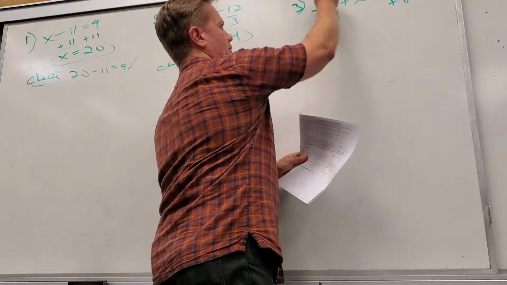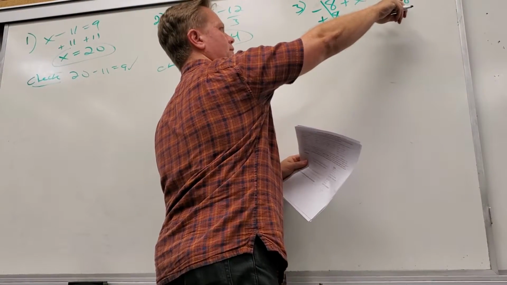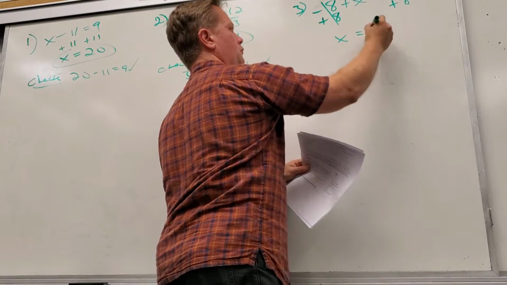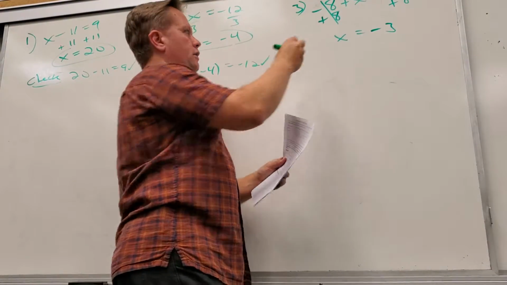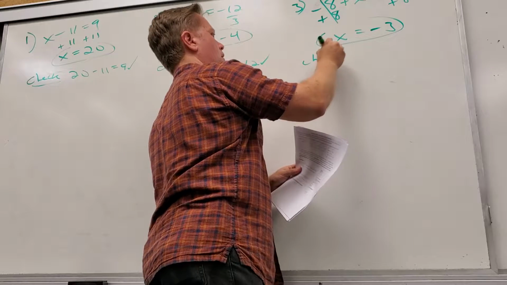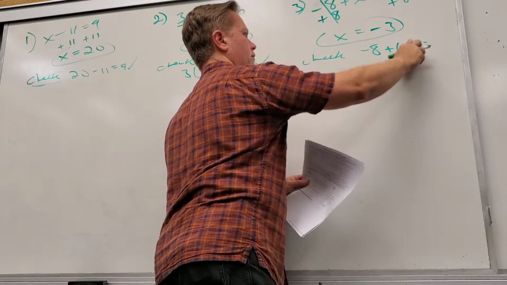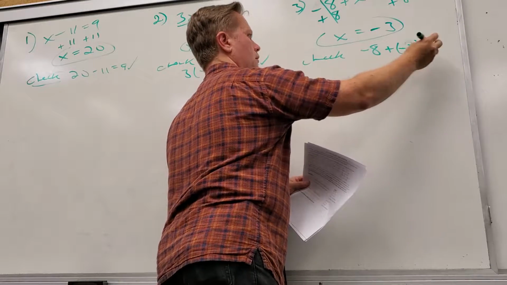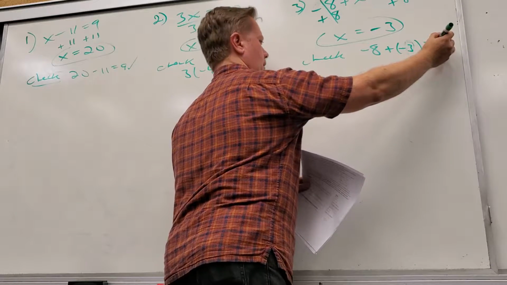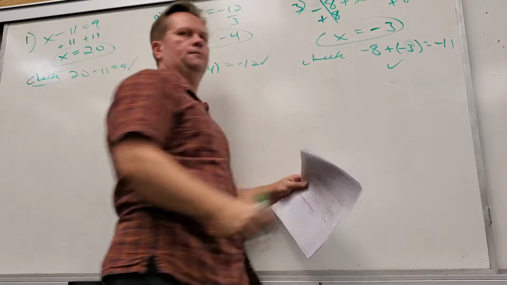So then, on this side I get x, and on this side I get -3. And then if I go to check it, -8 plus -3, well that is definitely -11, check.